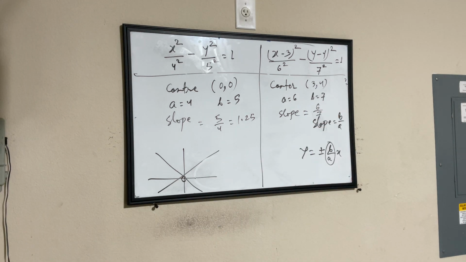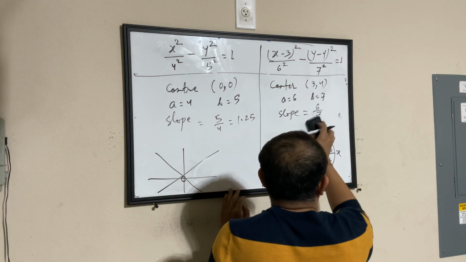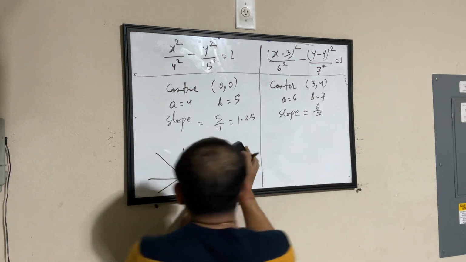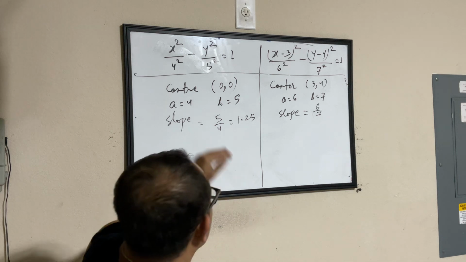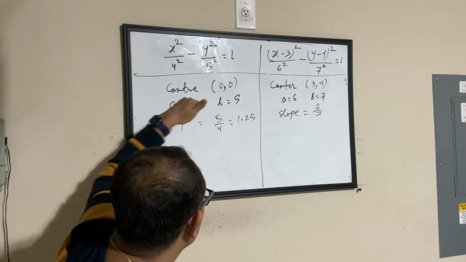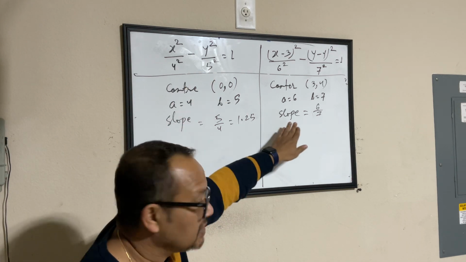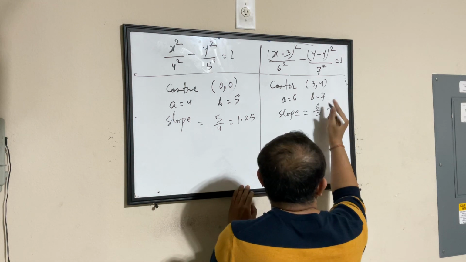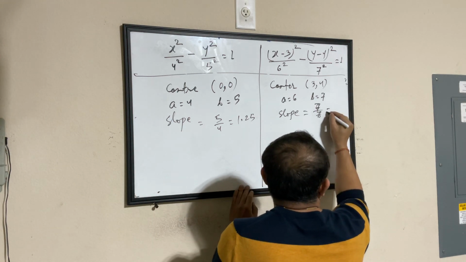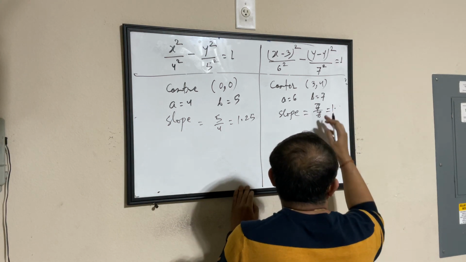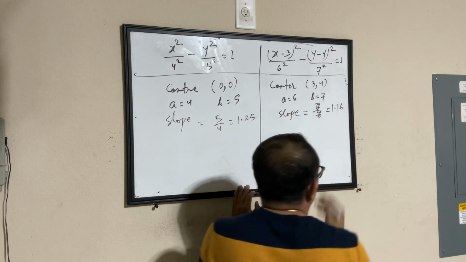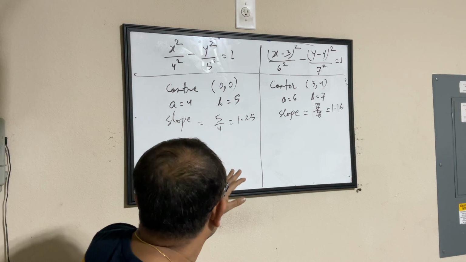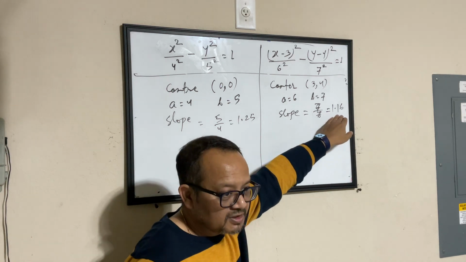Now, with all that information, what you will do is, you found out where the center is, what the a and b values are, and what the slope is in both scenarios. So this is 7 by 6, my bad. So it becomes 1 point something, 1.16. Okay. And don't catch me on this one, I did not do the calculation.